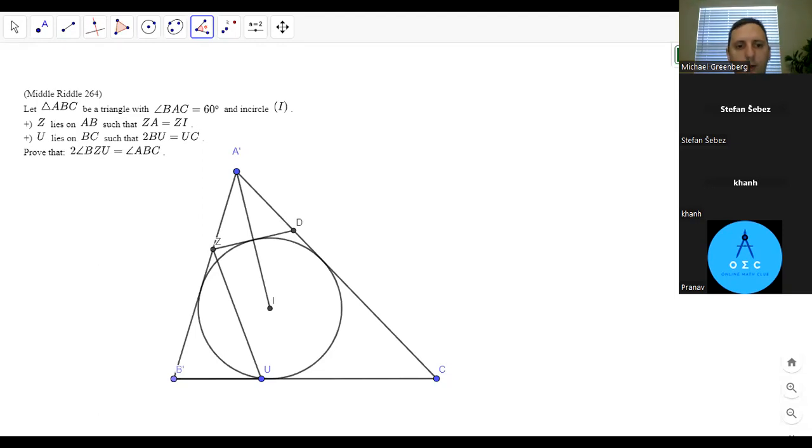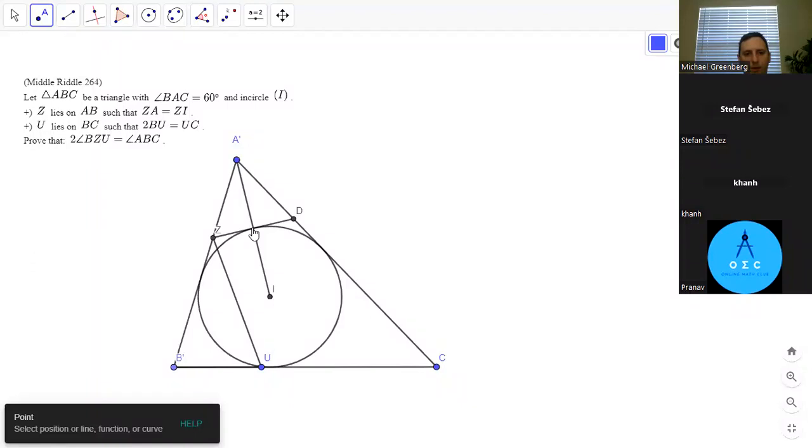Does AI equal twice the radius when A equals 60 degrees? Yeah, that would prove the tangency. Well, it's obvious because this is a 30 degree angle, right? So this is a 30-60-90 right triangle, and so AI would be twice the radius. And that proves that it's tangent. So this is tangent.